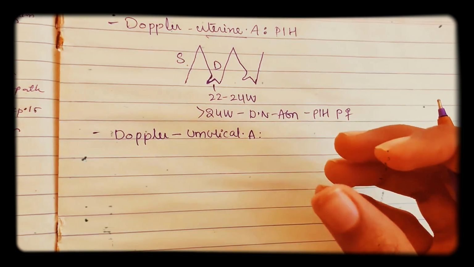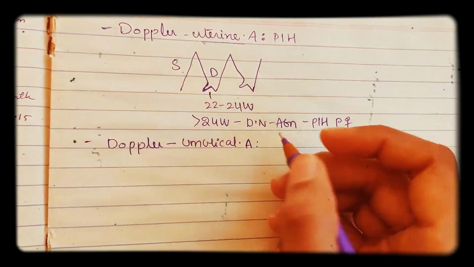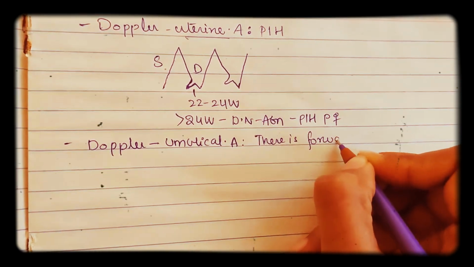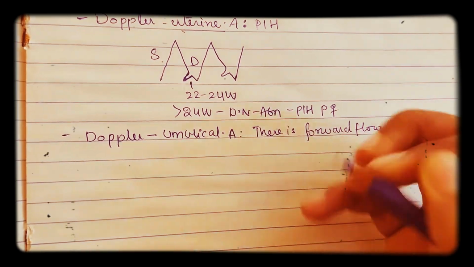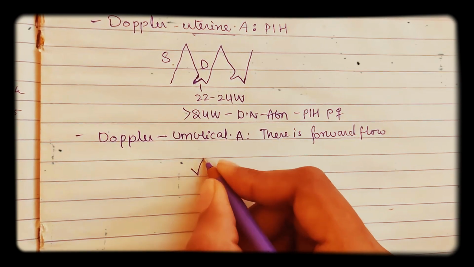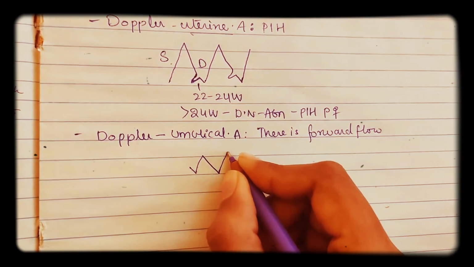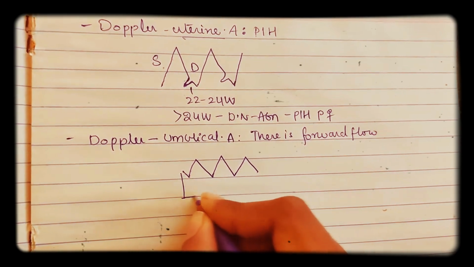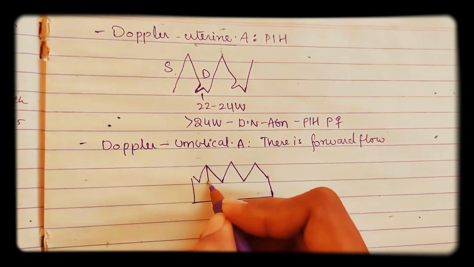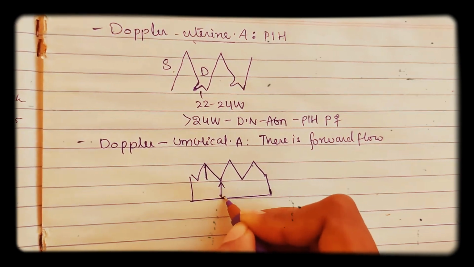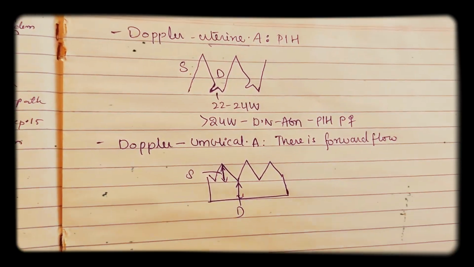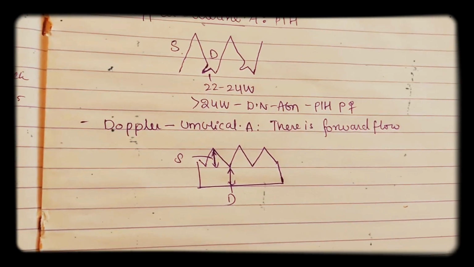So what does the umbilical artery say? Actually there is a forward flow in the umbilical artery, forward flow. Okay, so what is the normal graph? Let me draw it. So it would be like this. The graph will look like this, like some mountains, right? So this is the systolic flow, this is the diastolic flow here. This is systole, this is diastole here. Okay, so now let us understand what it is going to say.